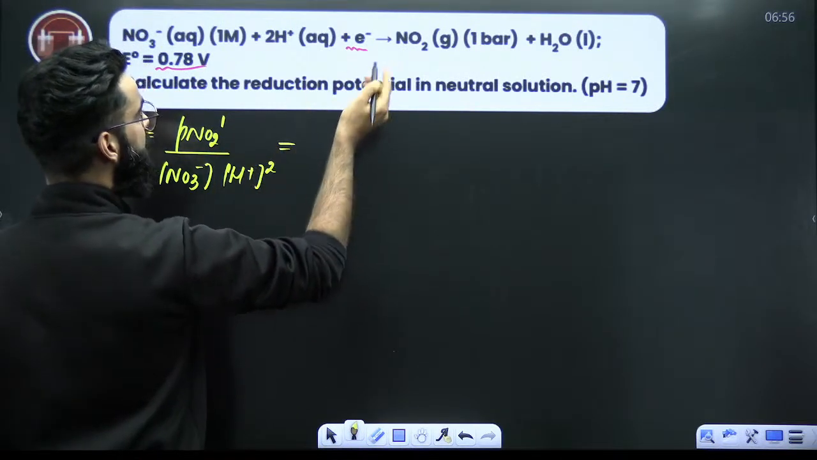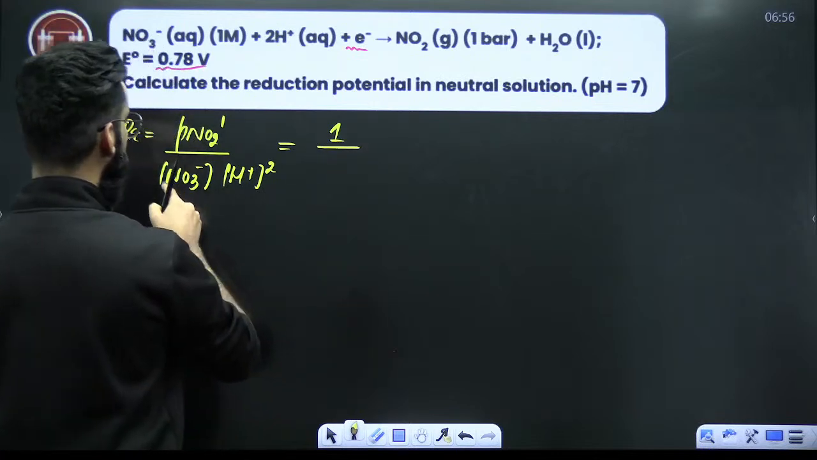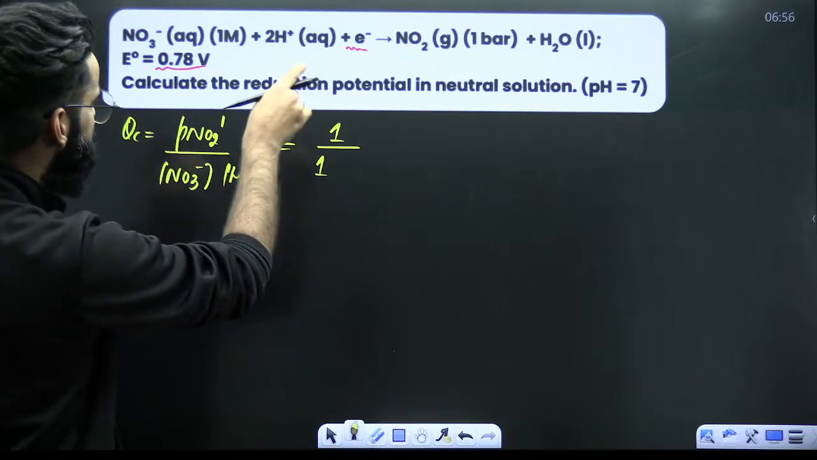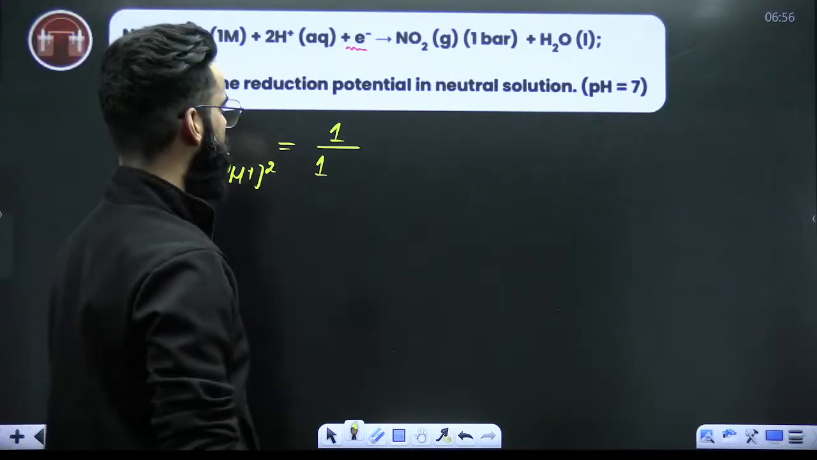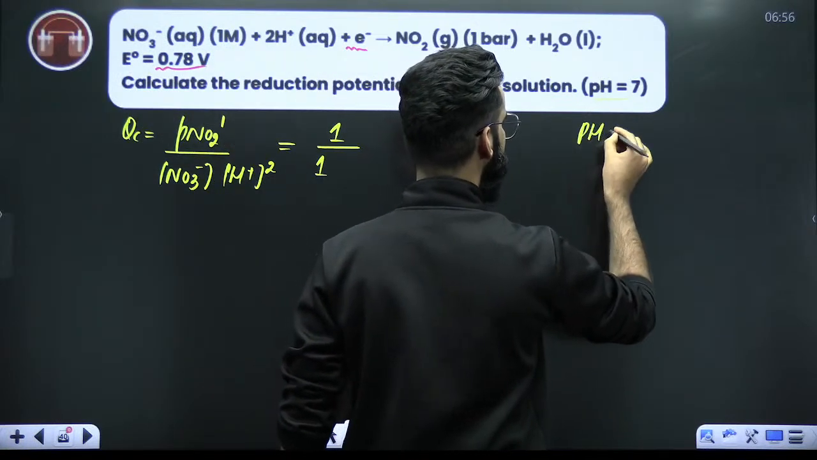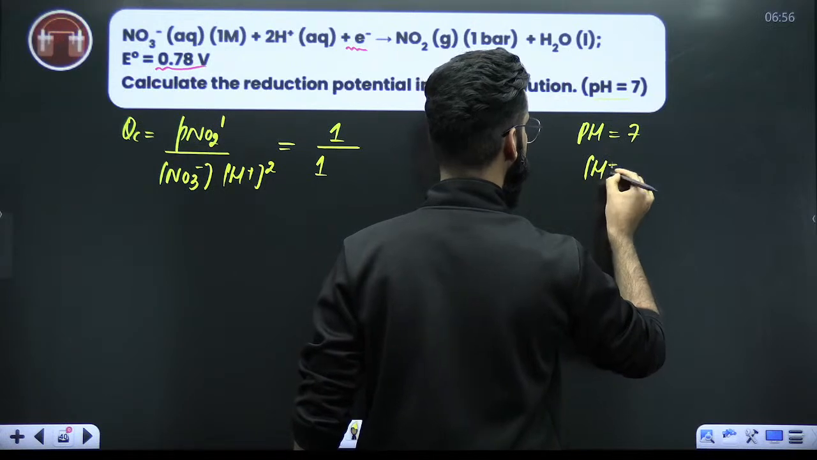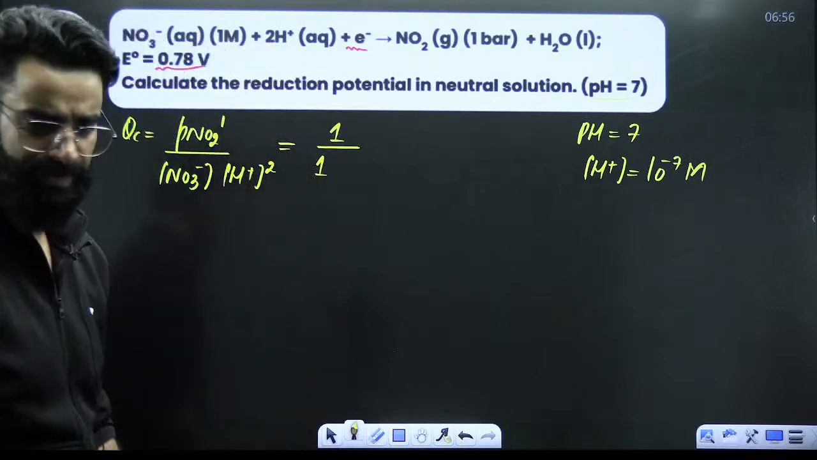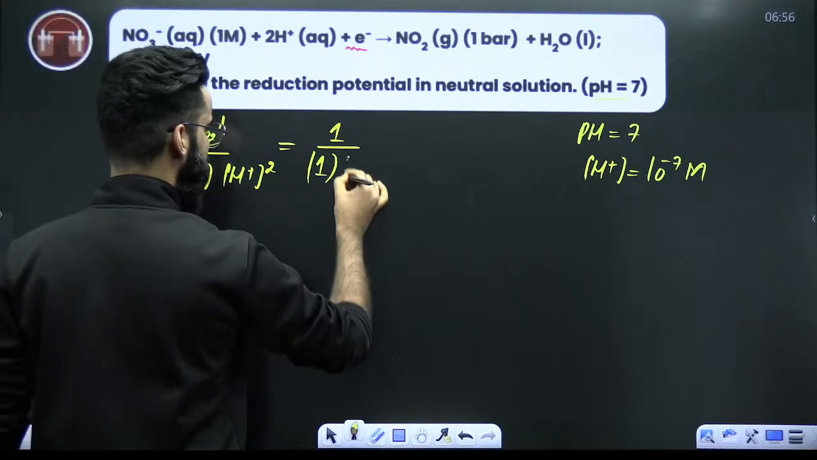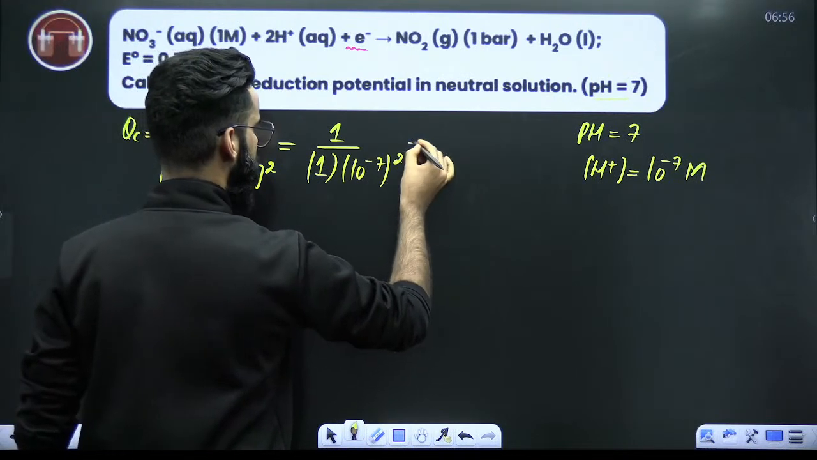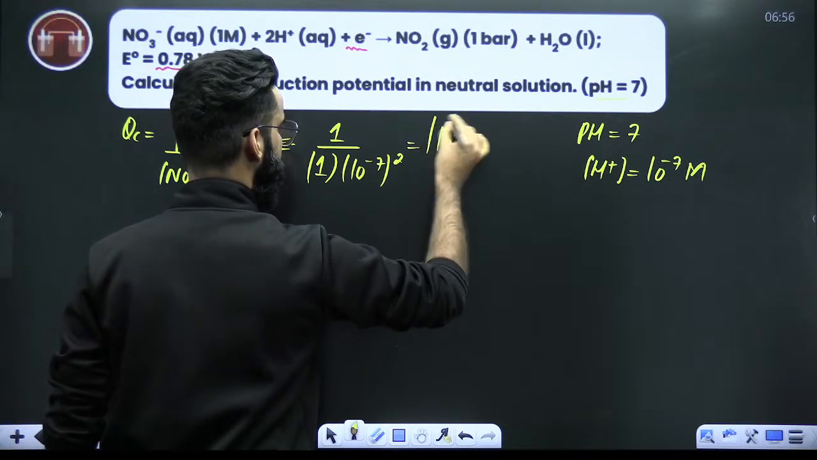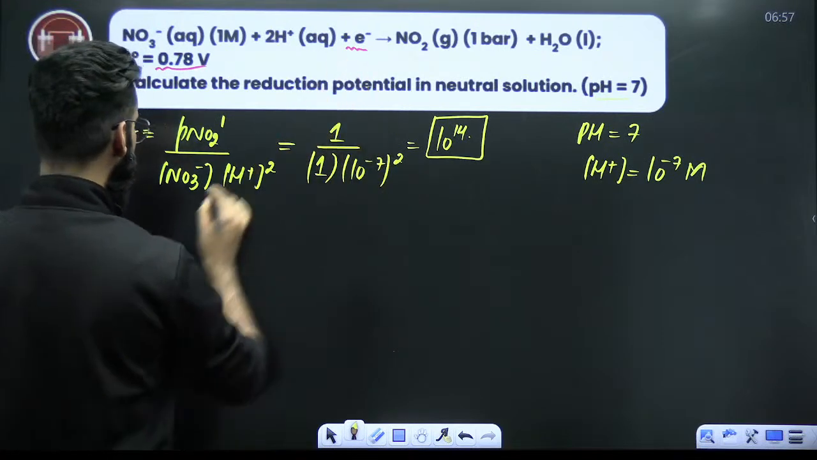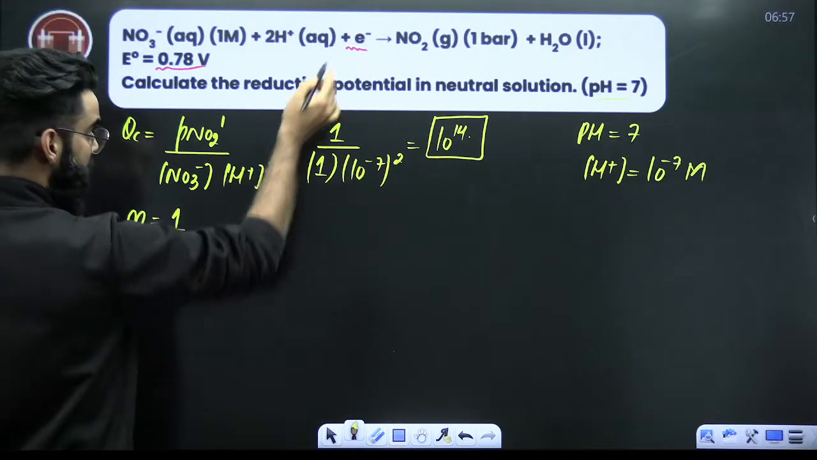Now, the partial pressure of NO2, we already know. How much is that? 1 bar. Divided by the concentration of NO3 negative, that's 1 molar, right? What is the H positive concentration? Well, it is not given in the question, but you are given the pH. If pH is 7, that simply tells you the H positive concentration is 10 raised to minus 7 molar, right? So this is 1, multiplied by 10 raised to minus 7 raised to power 2. The overall value at the end comes out to be 10 raised to power 14. So this is your QC, right? If you got the QC value, how many moles of electrons are exchanged? 1 mole of electron, and the value is 1.